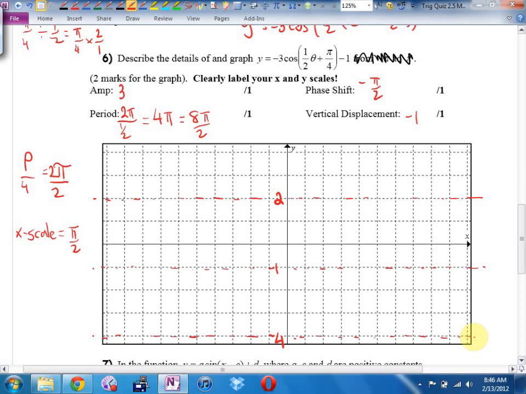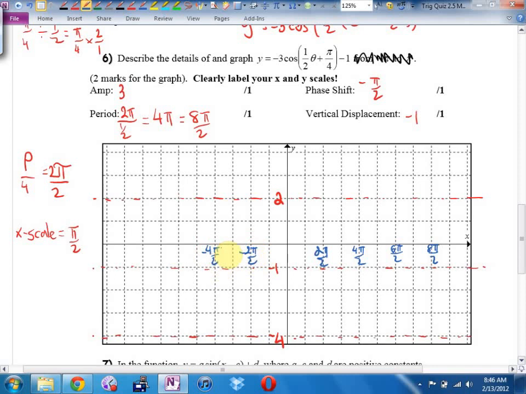Each square is going to be pi by 2, so I'll call this 2 pi by 2, 4 pi by 2, 6 pi by 2, 8 pi by 2. I'm really going up by pi's, but I don't want to reduce. Why make myself do extra thinking? Negative 2 pi by 2, negative 4 pi by 2, good enough.